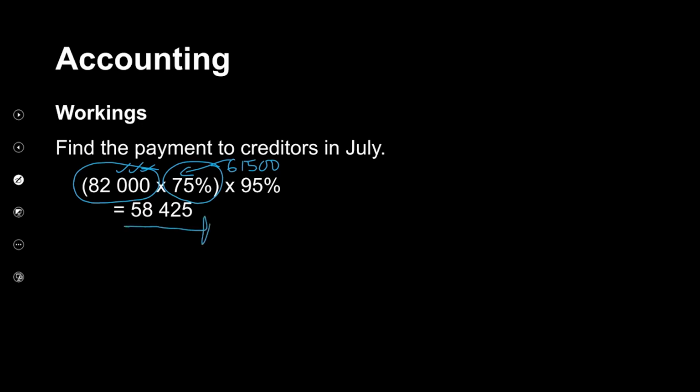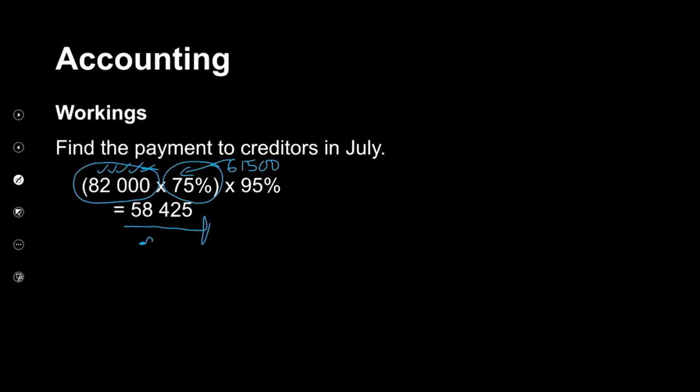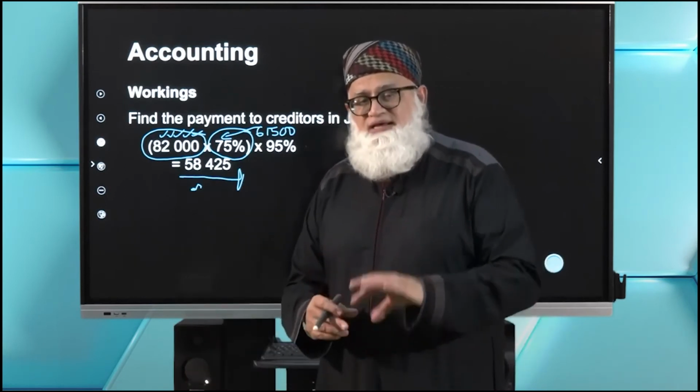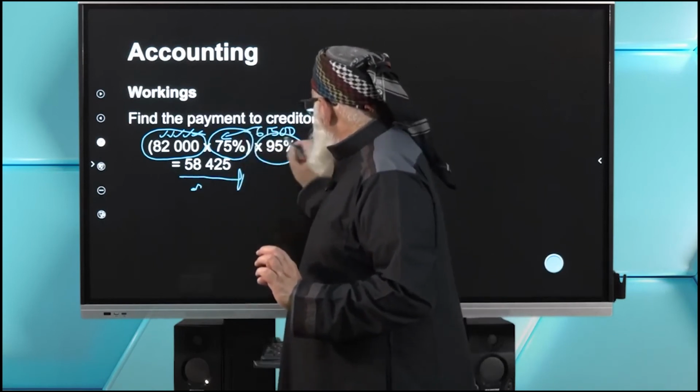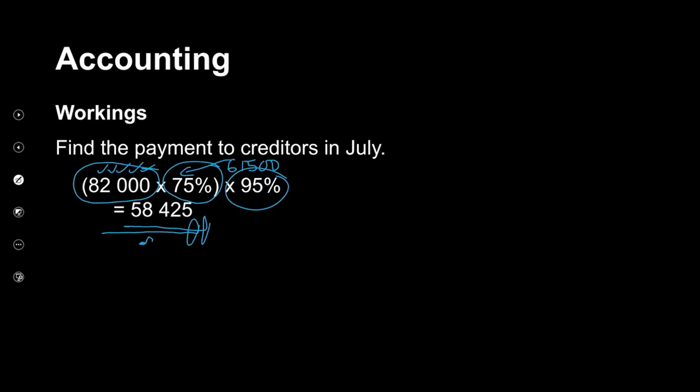There's my answer, 58,425. So once again, watch what I did. I took my cost of sales component, the 82,000, because that's the amount of goods that I have to buy. I split it up into cash and credit. For this particular calculation, I needed my credit component. Therefore, that was 75%. So I calculated that to be 61,500. And then I'm told that I'm only going to pay 95%. Why am I only going to pay 95%? Because I'm entitled to a 5% discount. Therefore, you could first calculate the 5% and subtract it, but you don't want to waste time with that. Go directly to your answer. Take your 61,500 times the 95%, because we're only going to pay the creditor 95%. The 5% is my discount. Therefore, I'm going to pay an amount of 58,425 as my payment to my creditor. Okay, done and dusted. Let's move on.